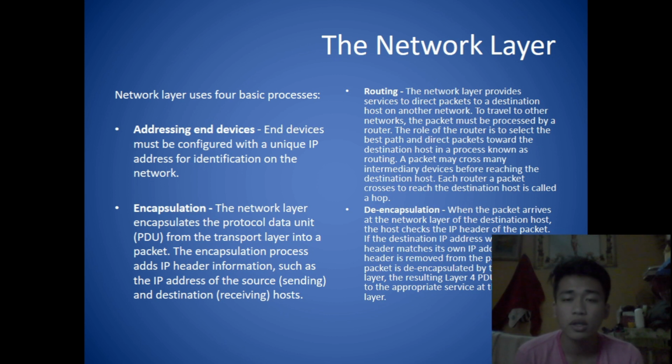Then we have routing. The network layer provides services to direct packets to a destination host on another network. To travel to other networks, the packet must be processed by a router. The role of the router is to select the best path and direct packets toward the destination host in a process known as routing. In de-encapsulation, when the packet arrives at the network layer of the destination host, the host checks the IP header of the packet, and if the destination IP address within the header matches its own IP address, the IP header is removed from the packet.